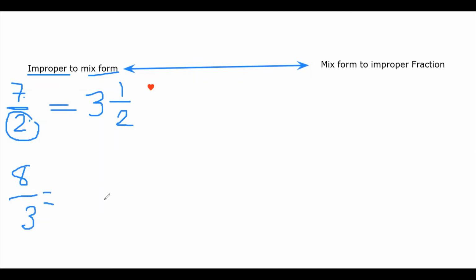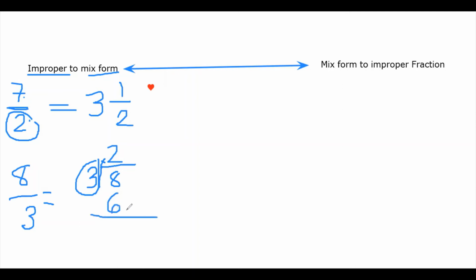So how are we going to convert that improper fraction to mixed form? It's easy. It's like what we said earlier. All you need is to divide the numerator by the denominator. So think of a number that you are going to multiply by 3 that will not surpass this number 8. What would be that number? It is 2, because 2 times 3 is 6.